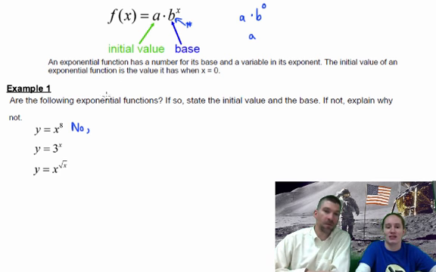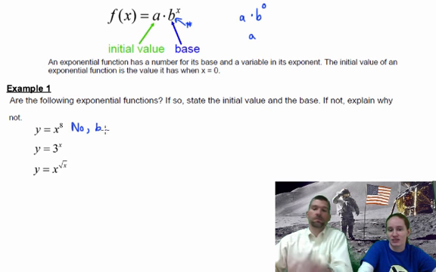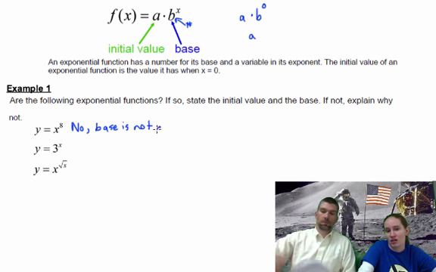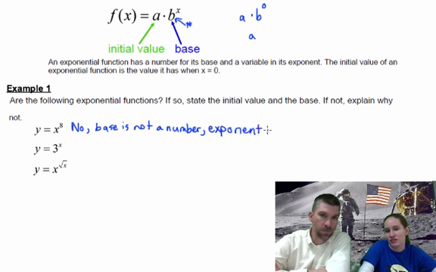But it says explain why not. Because the 8 can't be up there. If 8 and x were swapped, it would work. There are 2 reasons, and you could put both or either: our base is not a number, and our exponent is not a variable. Those are the 2 reasons.